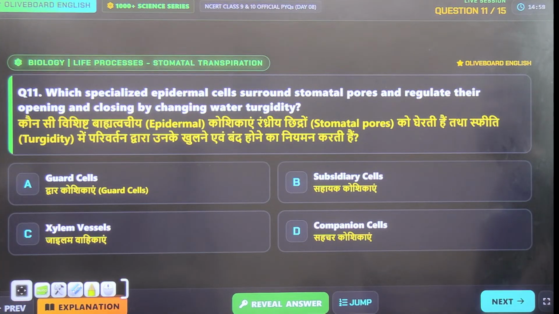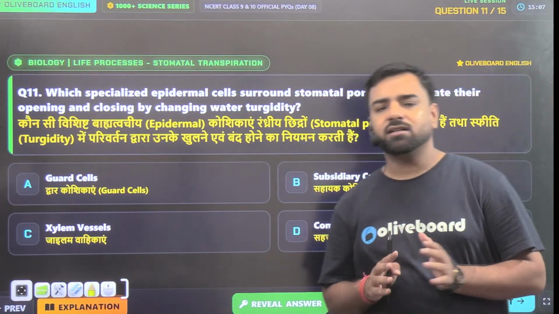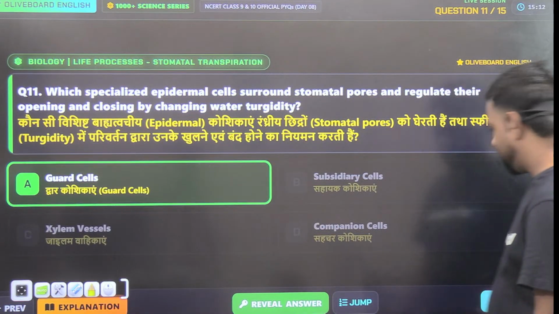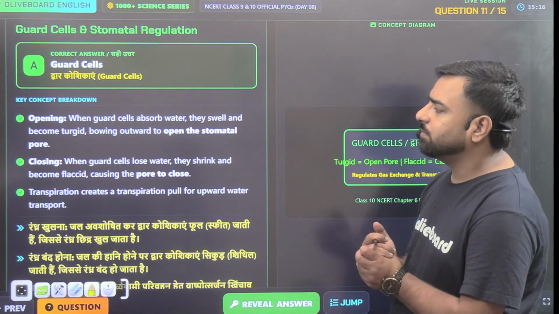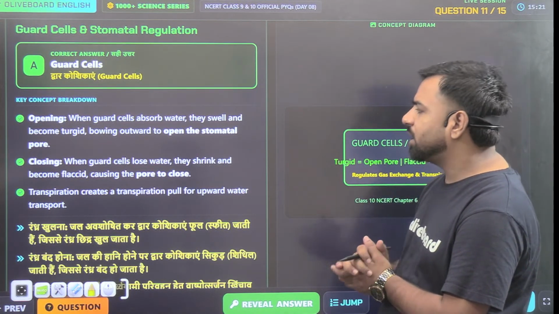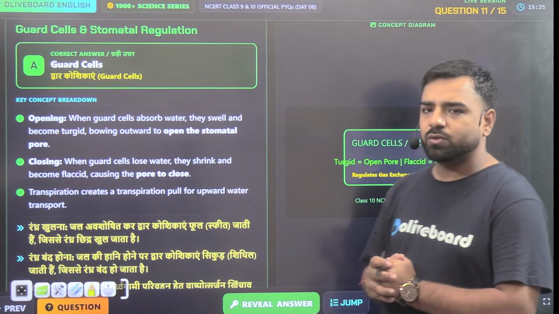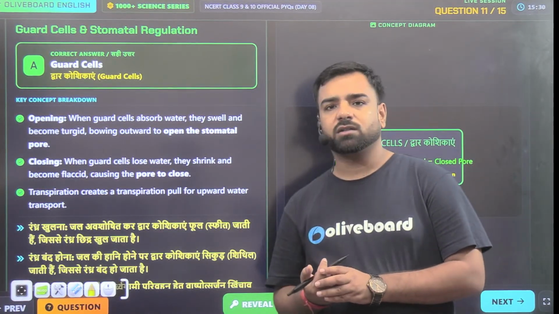Next. Which specialized epidermal cells surround stomatal pores and regulate their opening and closing by changing water turgidity? So guys, here the answer will be guard cells. So guard cells are present which open and close, and in detailing it is given here. When guard cells absorb water, they swell and become turgid, bowing outward to open the stomatal pore. When guard cells lose water, they shrink and become flaccid. They cause the pore to close, right? So transpiration creates a transpiration pull for upward water transport.